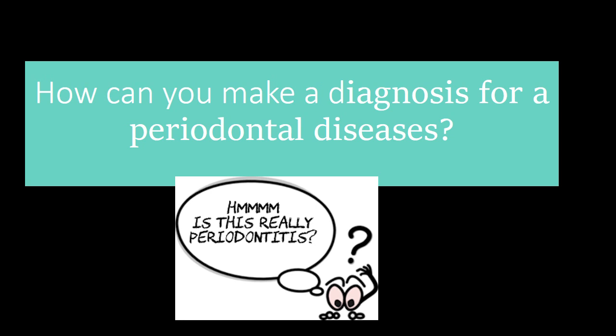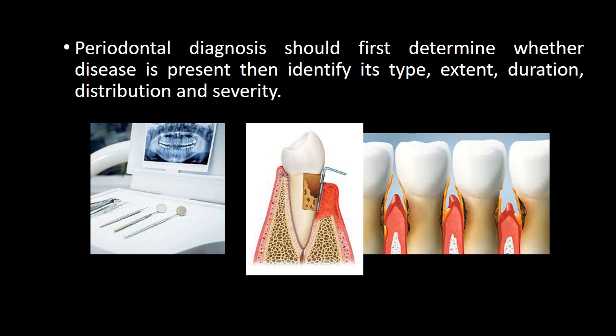Our lecture today is about diagnosis and indices. How can you make a diagnosis for a periodontal disease? Dental diagnosis should first determine whether disease is present or not. Then identify its type, extent, duration, distribution, and severity.